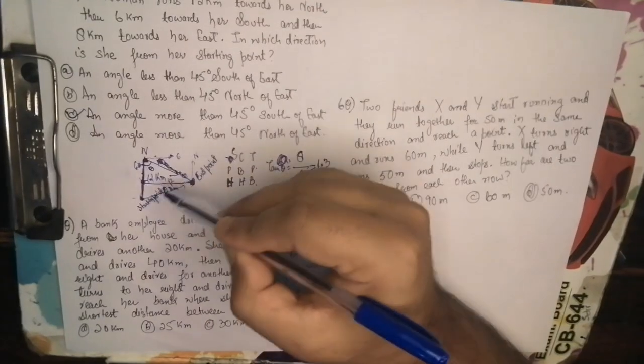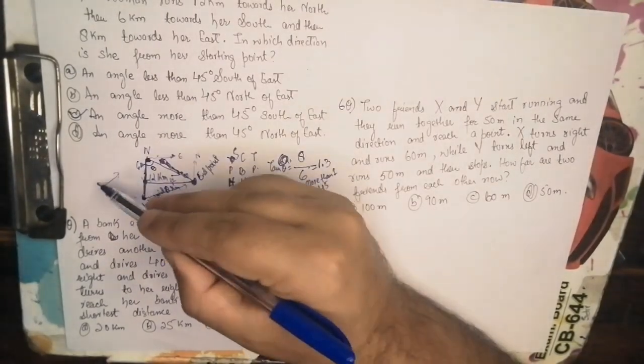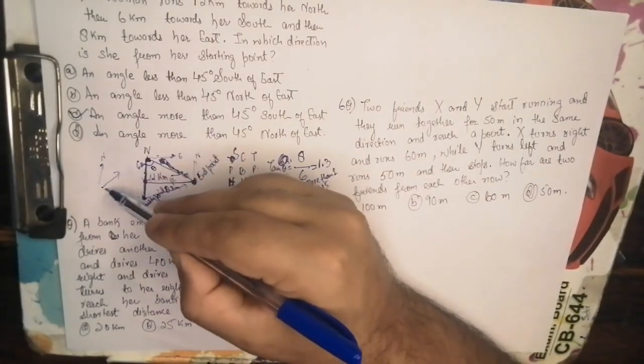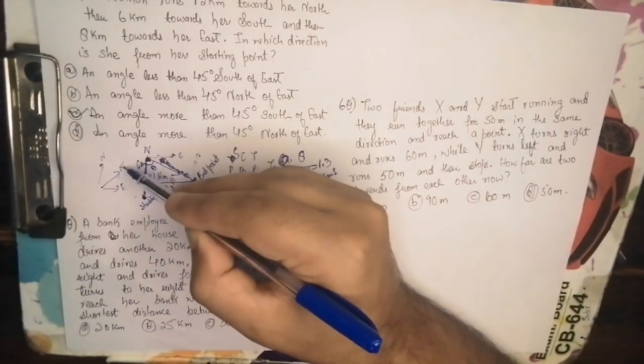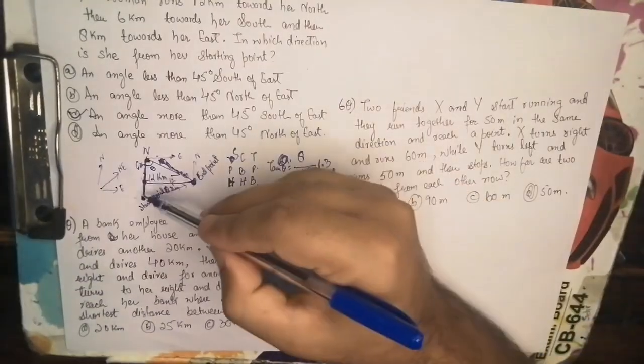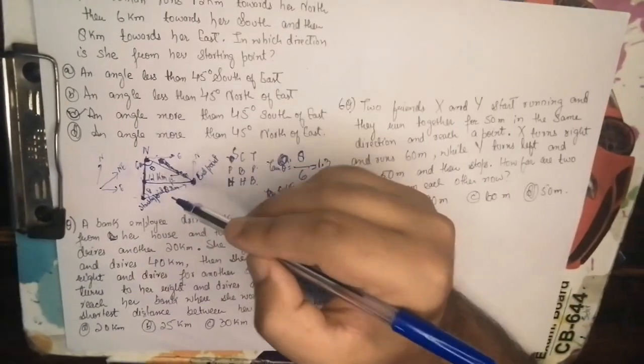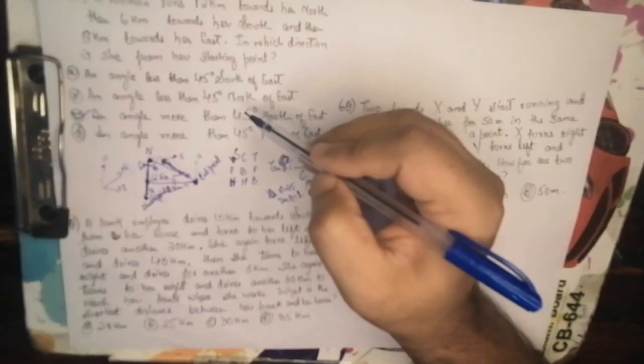So from the start, in which direction is she? She is in this direction. It's almost north and east, so it's the northeast direction. Now we have to find this angle and check whether it is more than 45 or less than 45.